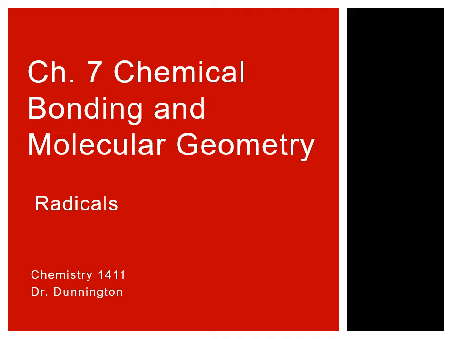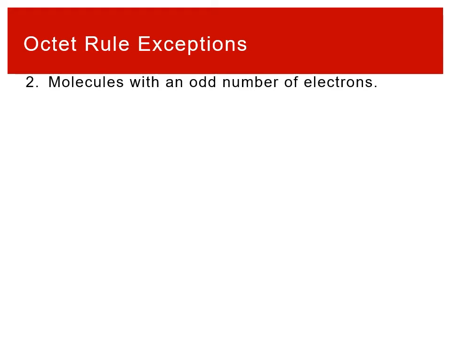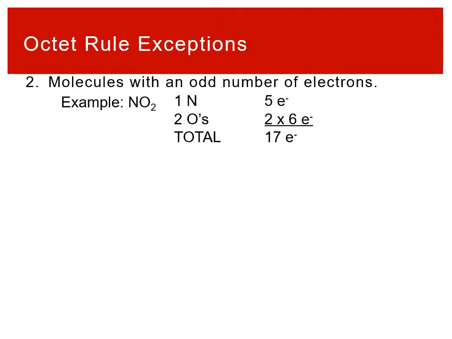I'm going to spend some time talking about radicals. These are going to be molecules with an odd number of electrons. This is going to be similar to an unfilled valence, but it leads to some difference in how they react. So an example would be NO2.